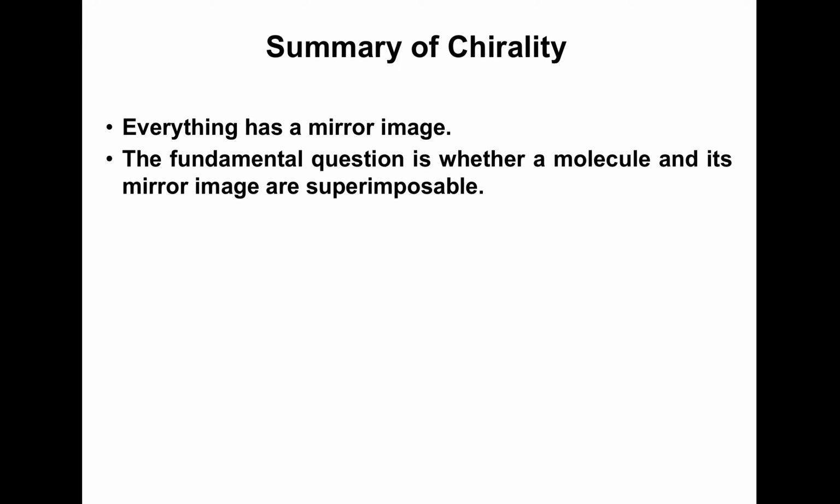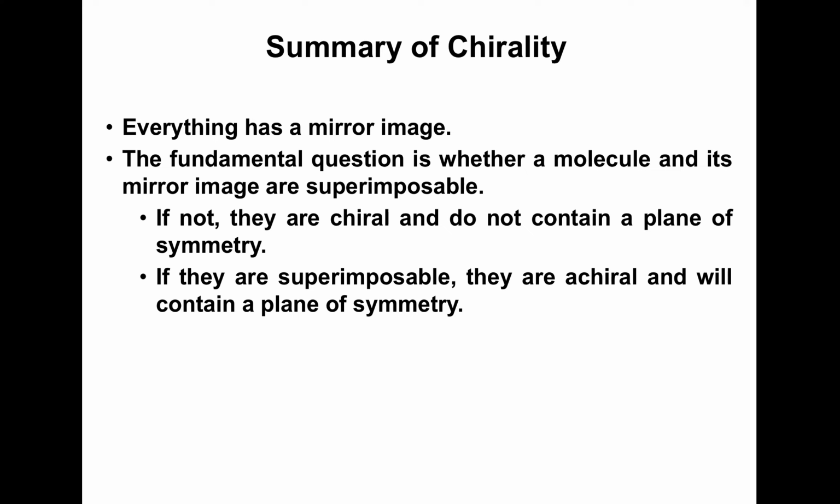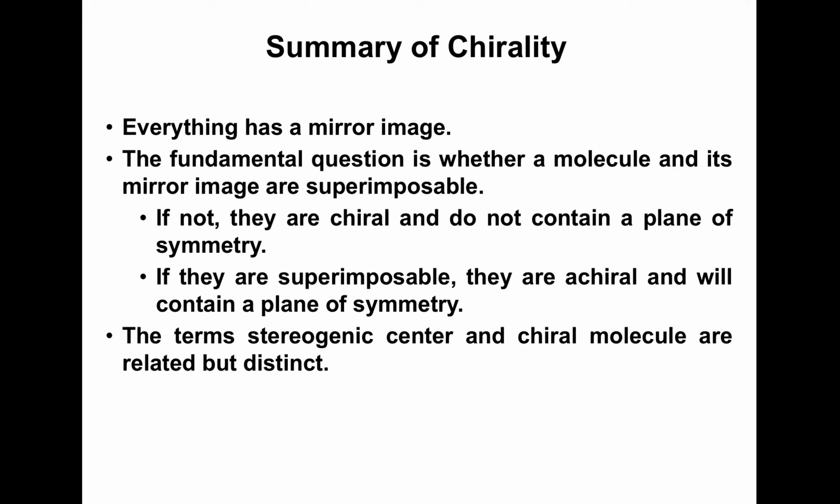In summary, we can always draw the mirror image of a molecule. If the molecules are not superimposable, then they are chiral. If that mirror image is superimposable with the original, then the molecule is achiral and will have a plane of symmetry. A molecule with stereogenic centers will be chiral, except for when the molecule has a plane of symmetry.